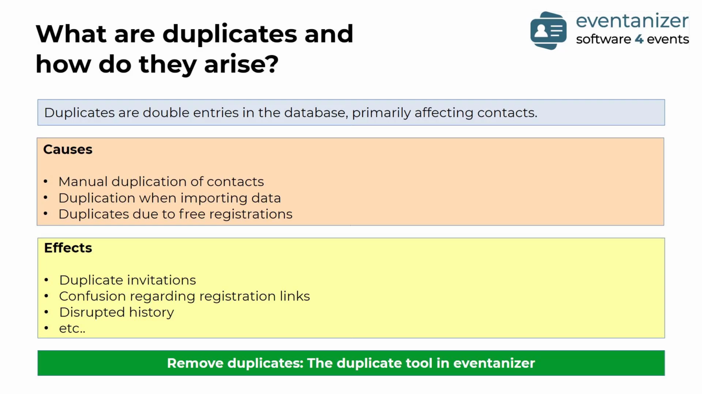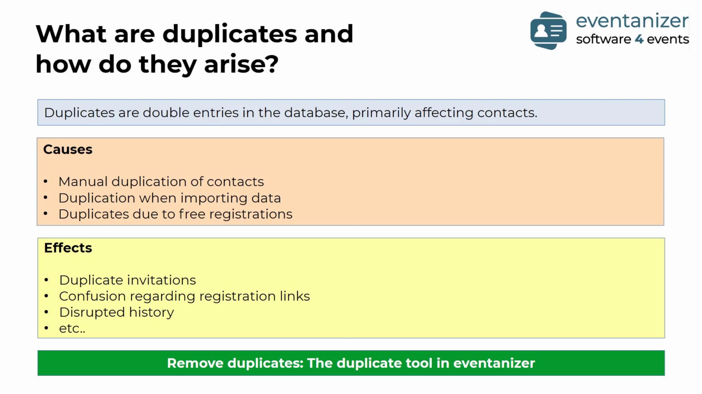How do duplicates actually arise? The classic example is certainly the manual creation of duplicate contacts. To avoid this, you should always check whether a contact already exists in the system before creating a new one. This is especially important if several people are working in Eventanizer.